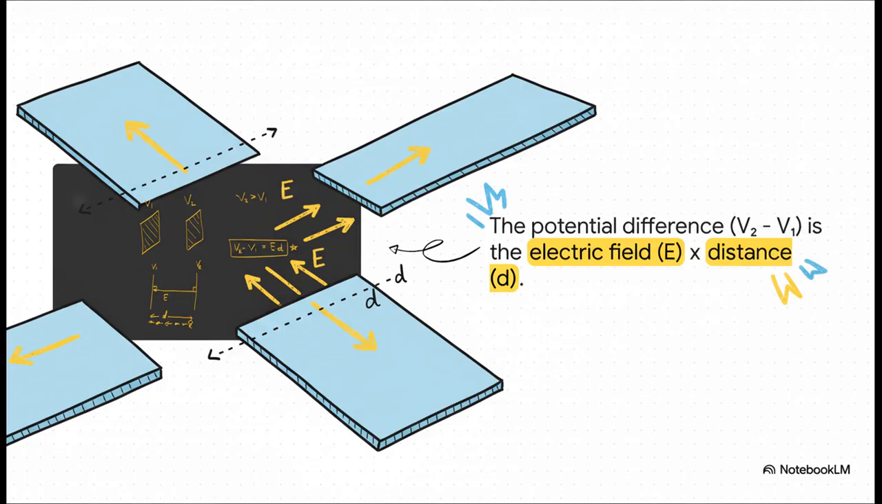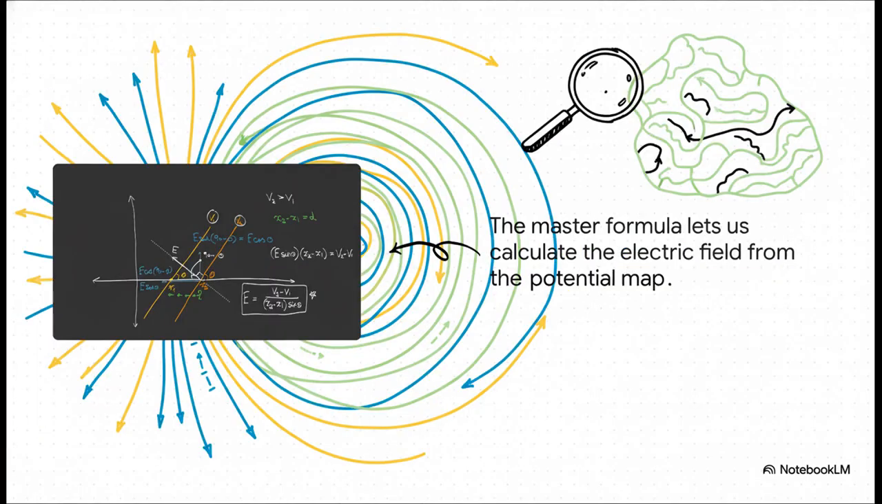The difference in potential between 2 of those planes is just the strength of the electric field, which we call E, times the distance between them, which we call D. But life isn't always that simple, right? What happens if things aren't lined up so perfectly?